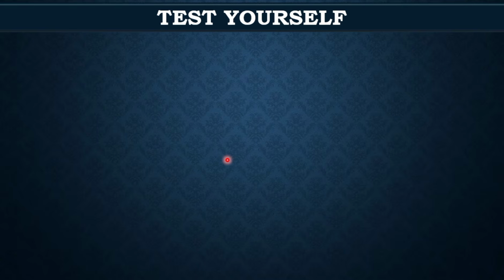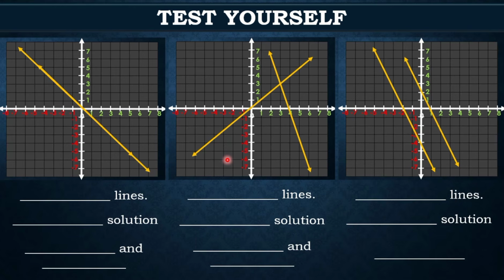Okay. Test yourself. So, I have here 3 kinds of graph. So, I want you to fill in the blanks. Sige nga po. So, this is what kind of graph? Same graph sila. Same line. Exactly the same. Okay, so this is coinciding. How about this one? Nag-meet sila. So, this is intersecting. And then this is parallel. Okay. So, you may pause the video ha para makapagsagot muna kayo bago nyo makita yung sagot.